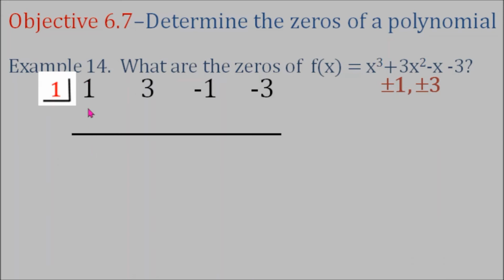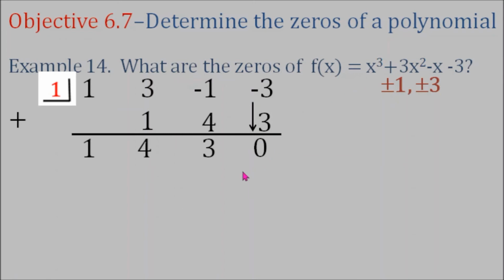First, we are going to bring down the first number 1. Then multiply 1 times 1 is 1. Write the answer here. And then add. 3 plus 1 is 4. Then again multiply 1 times 4 is 4. Write the answer here. Then add again. Negative 1 plus 4 is 3. Then again multiply 1 times 3 is 3. Write the answer here. And negative 3 plus 3 is 0. So since the remainder is 0, 1 is one of the zeros.